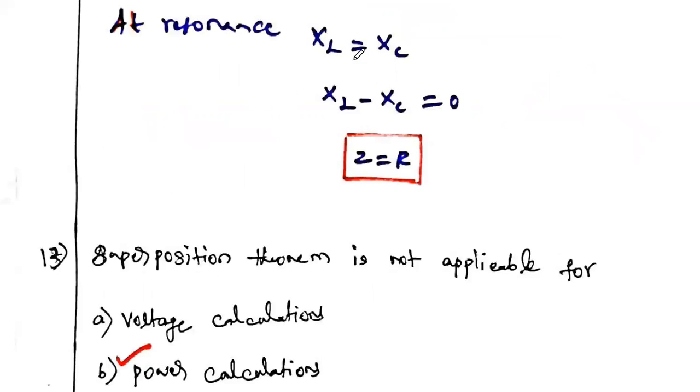So you see, at resonance, the reactance of the inductance is equal to the reactance of the capacitor. That's why the difference between the two is 0. The series RLC circuit behaves like a pure resistor. That's why the current flowing is maximum.